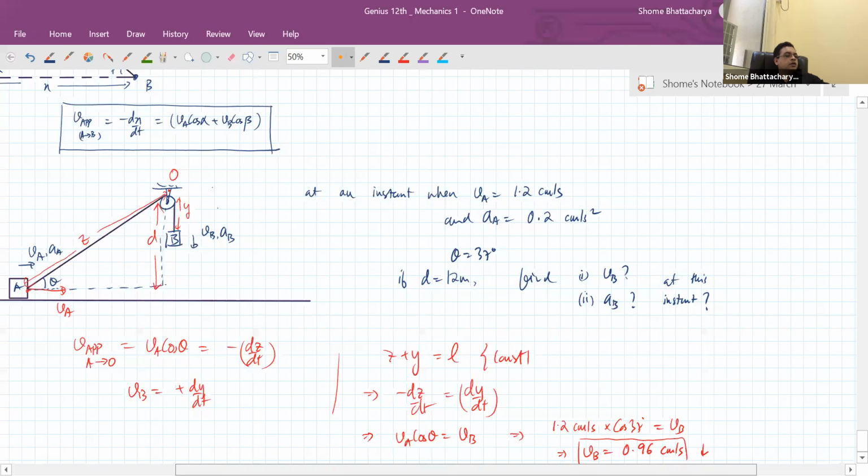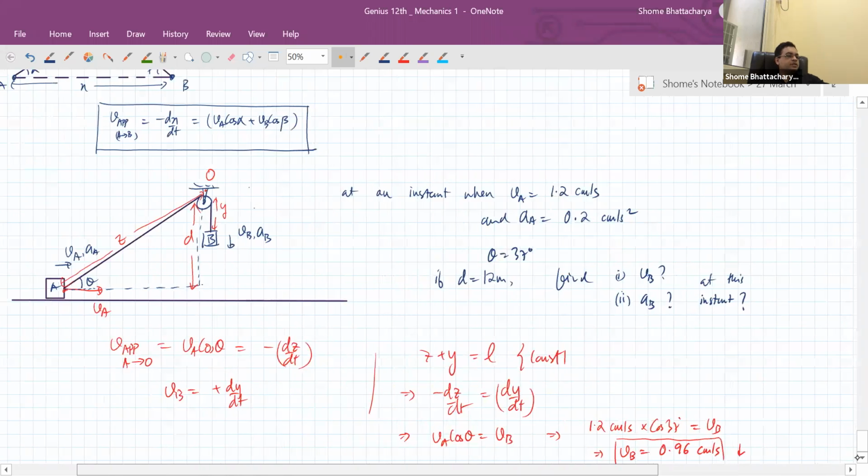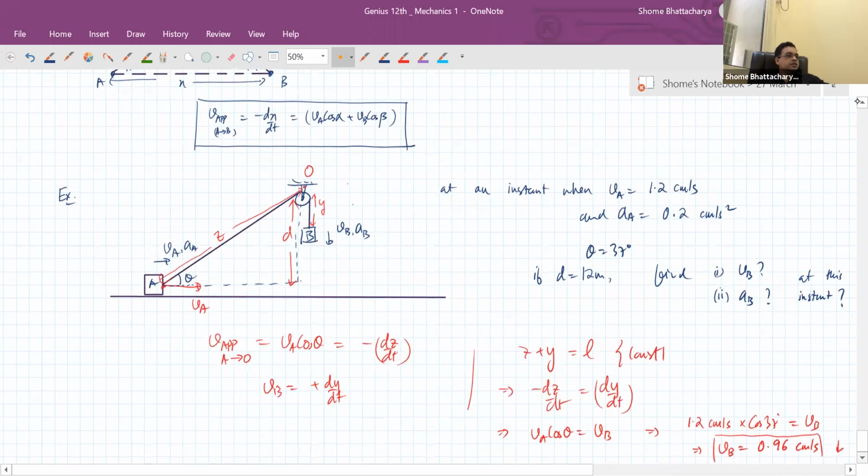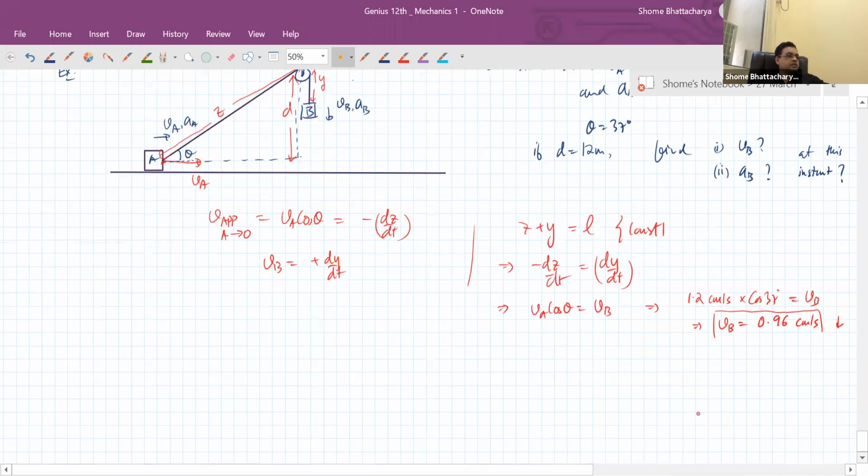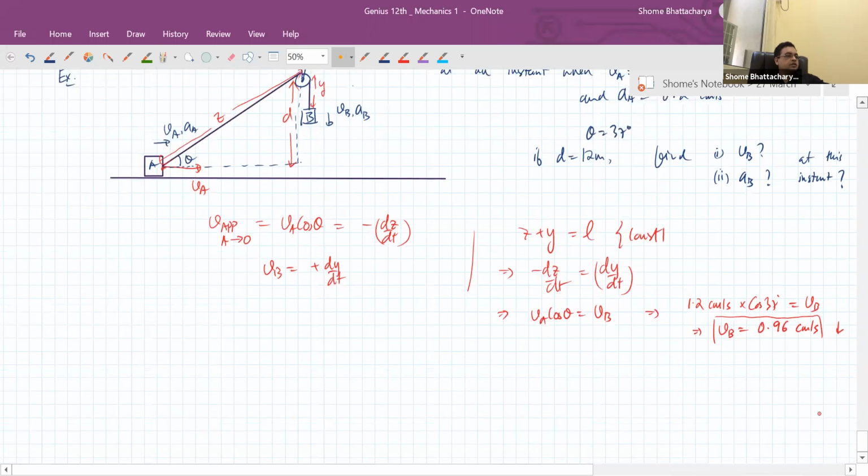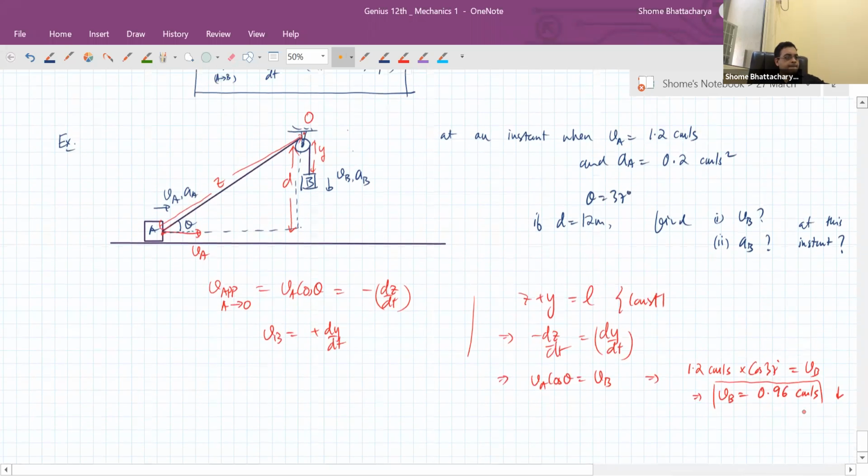Okay. Now we will discuss the virtual power method also of doing questions like this, which might be more convenient in most of the cases, but you should know how to do this by this kind of method also.